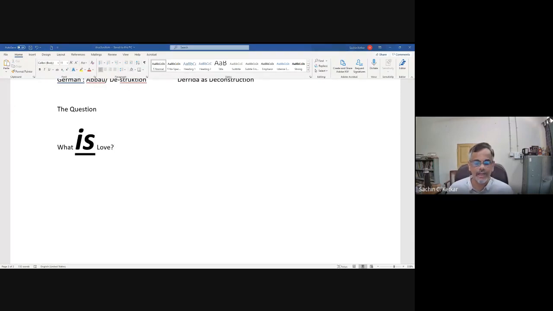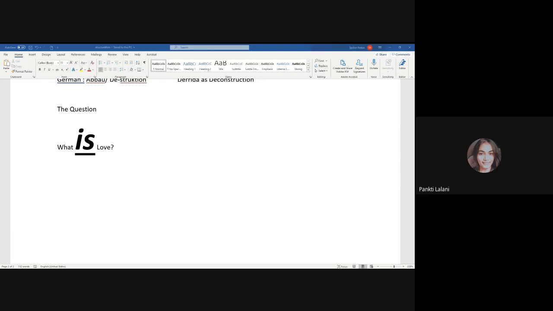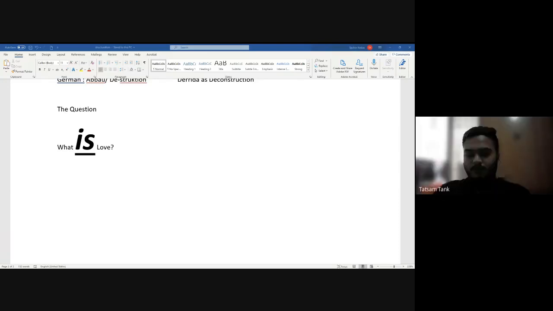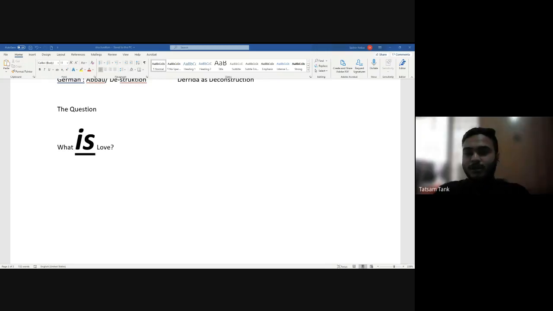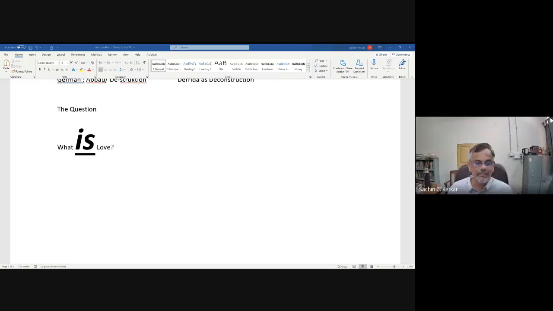Can anyone tell me? "Is"... Sir, or maybe something which exists. Okay. So we can use a word relationship, which will connect two words. That is the grammatical meaning. It's called copula. Good. So in grammar, it's called copula, right? The Latin word for it is copula. Am, is, was, were, and so on and so forth.